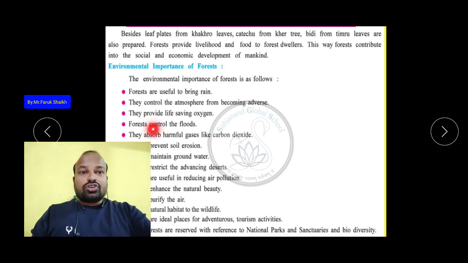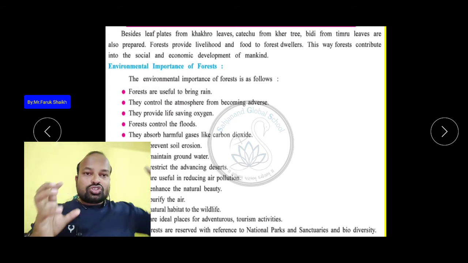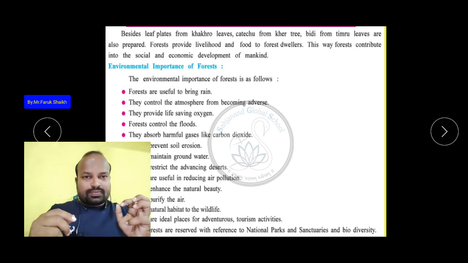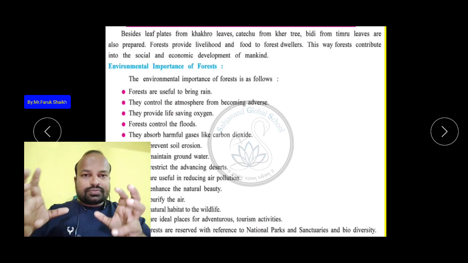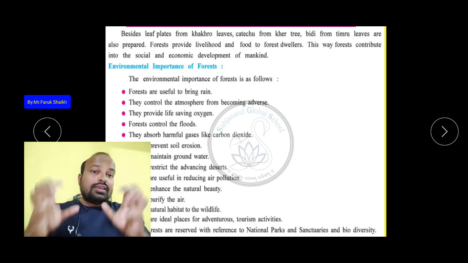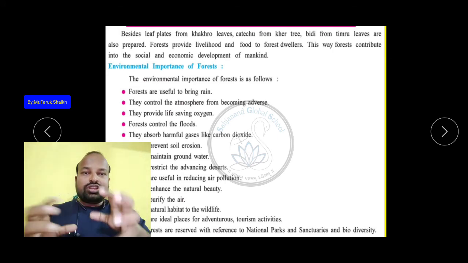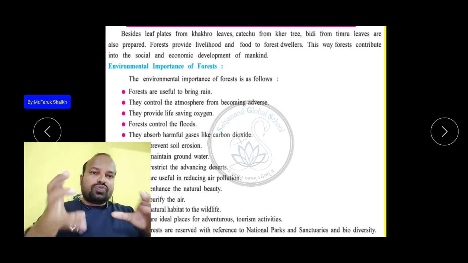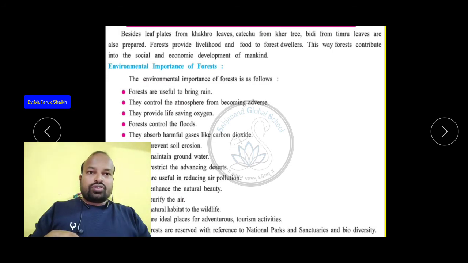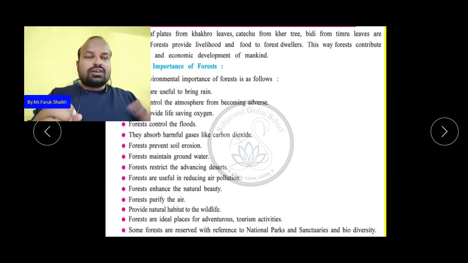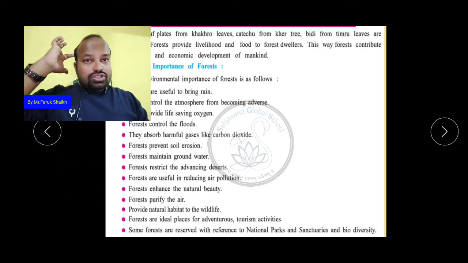Then forests control the floods. That is also because while there is a forest, trees are there, so the flow of the water is reduced because of the trees. If in the way of the stream of the flood water there are trees, the trees block or stop or reduce the flow of the water, so forests can control the flood. Now forests absorb harmful gases like carbon dioxide. As I said, trees absorb the carbon dioxide and they release the oxygen.